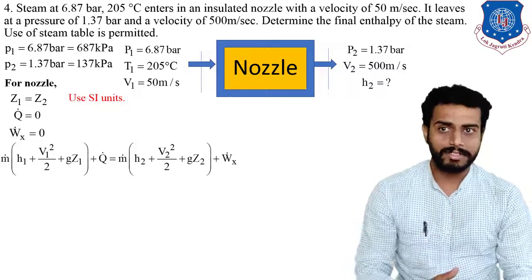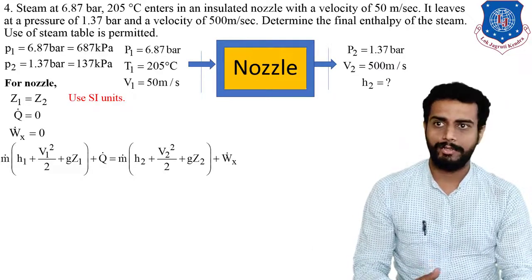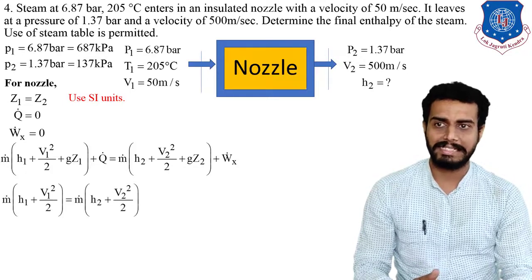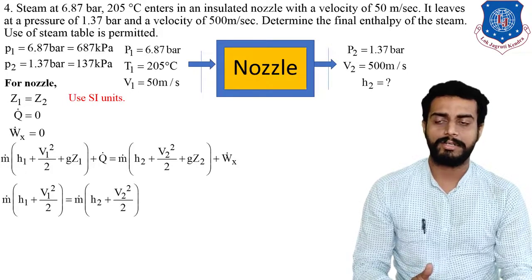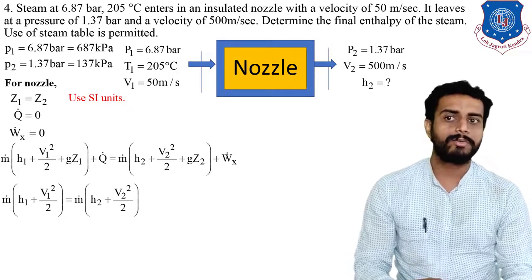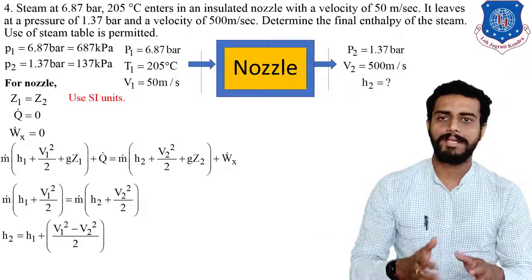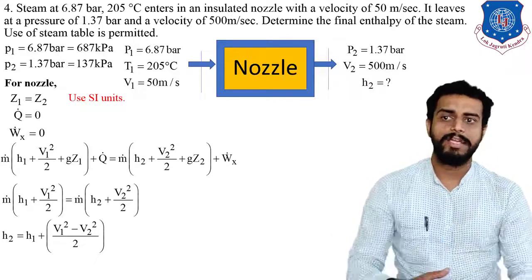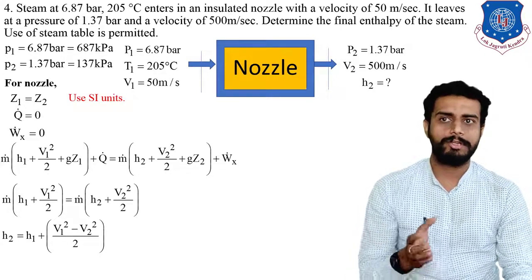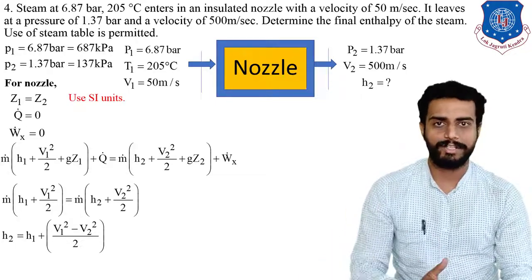Write down the SFEE first. In the SFEE, remove the unnecessary terms, and the revised equation will be like this: M dot into H1 plus V1 square by 2 is equal to M dot into H2 plus V2 square by 2. What we are supposed to find out is H2, so make it the subject. So H2 is equal to H1 plus V1 square minus V2 square by 2. Here, simple students, we have to first find out H1 because V1 and V2 are already given. If we can manage H1, then we can find out H2.